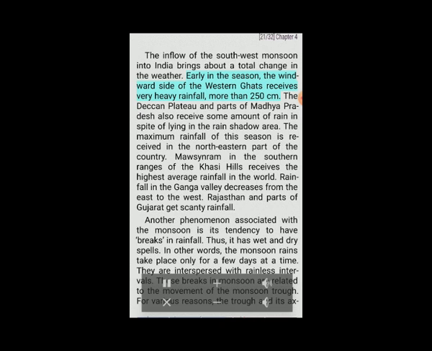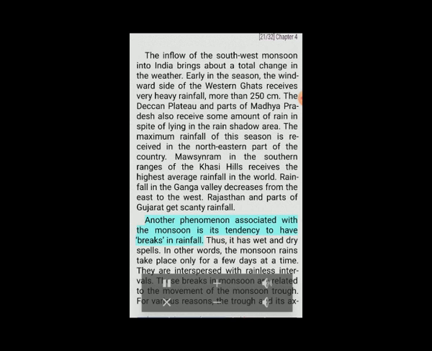Early in the season, the windward side of the Western Ghats receives very heavy rainfall, more than 250 centimeters. The Deccan Plateau and parts of Madhya Pradesh also receive some amount of rain in spite of lying in the rain shadow area. The maximum rainfall of this season is received in the northeastern part of the country. Monsoon in the southern ranges of the Khasi Hills receives the highest average rainfall in the world. Rainfall in the Ganga Valley decreases from the east to the west. Rajasthan and parts of Gujarat get scanty rainfall.